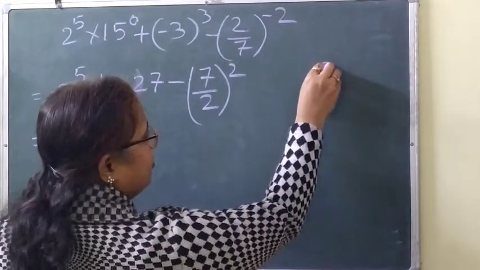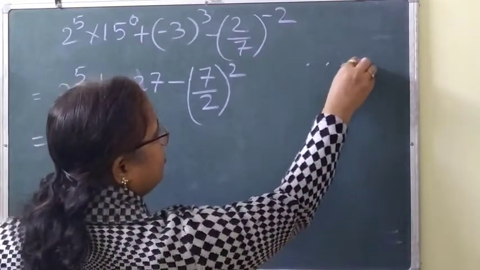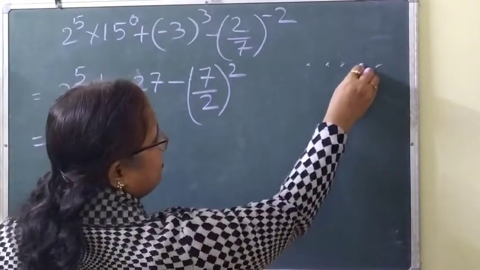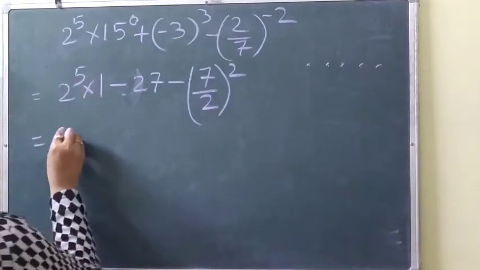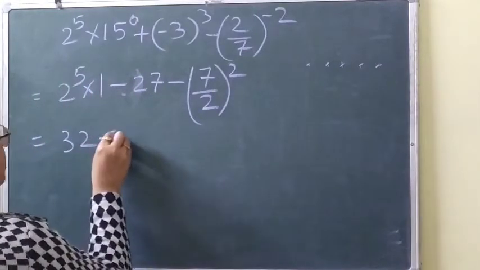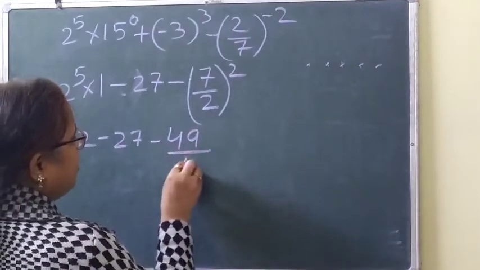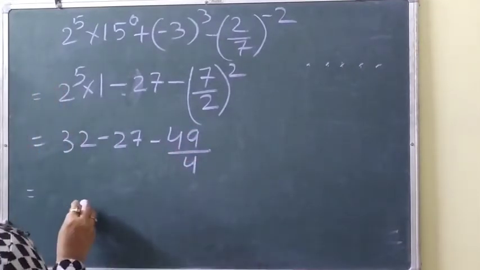Now 2 to the power 5 means what? 2 2s are 4, 4 2s are 8, 8 2s are 16, 16 2s are 32. So 32 minus 27 minus 49 by 4. Now take out the LCM.